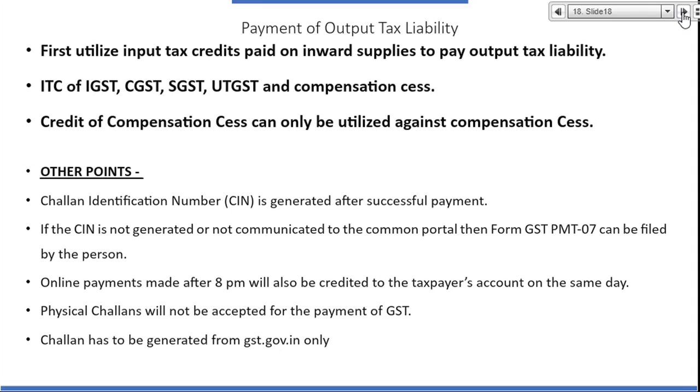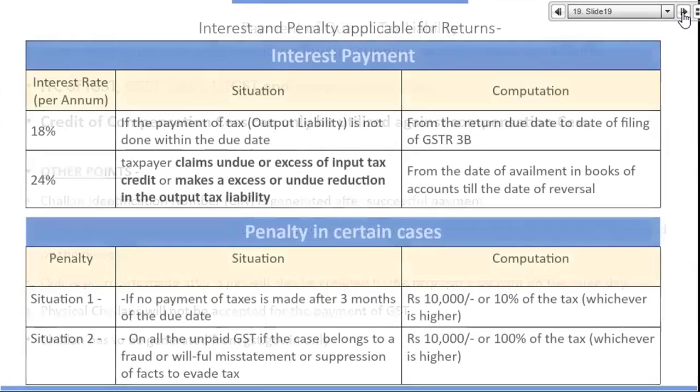Once you generate a challan, you will get a SIN, your challan identification number. If the challan identification number is not generated, you can file a form called GST PMT 07. Up to 11:59 PM also, if you pay, it will be created on the same day, right? There is no concept of physical challan in GST. You have to have online challans, and challan will only be generated through the GST portal, gst.gov.in. Right.